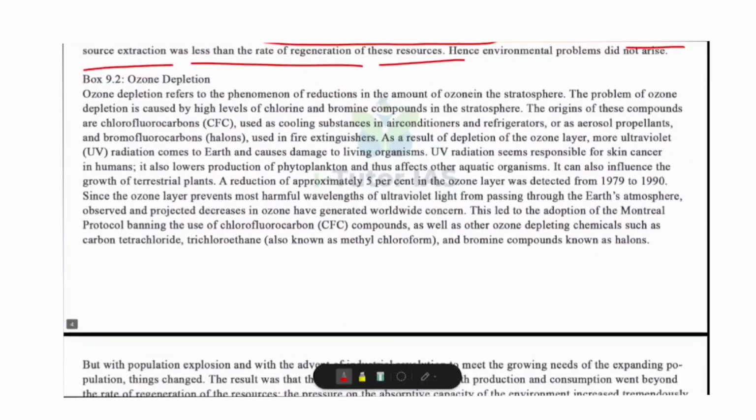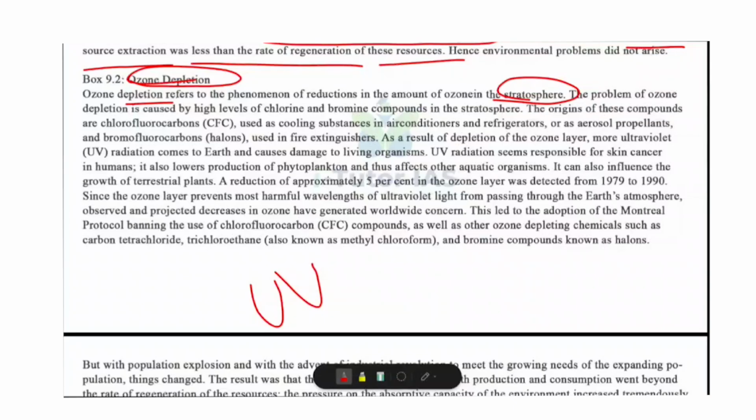Now, another major global environmental concern is ozone depletion. The ozone layer is a part of the stratosphere. Remember that point. The ozone layer is a part of the stratosphere that protects life on Earth by blocking most of the harmful UV or ultraviolet radiation from the sun. Ozone depletion means the reduction of ozone in the layer.